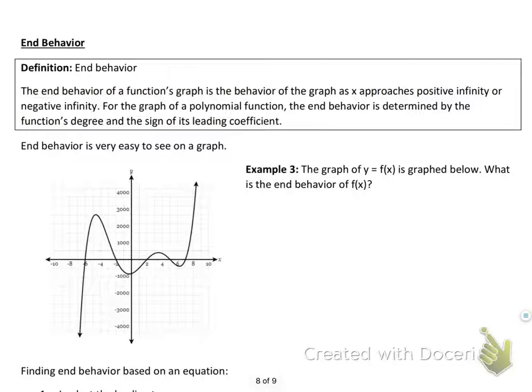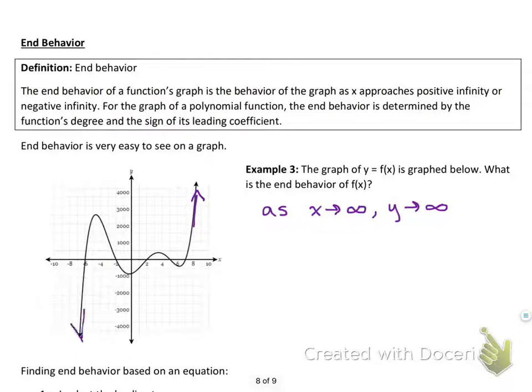Now, if we're just looking at the equation, it's actually very simple. As we go to the right, it's going up forever. So this is how you write it. As x approaches infinity, y also approaches infinity, because it's going to the right and up forever and ever. So as it goes to the right, it also goes up.